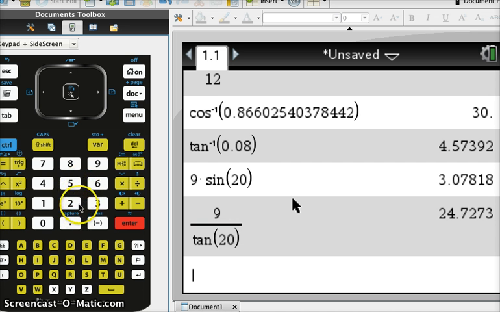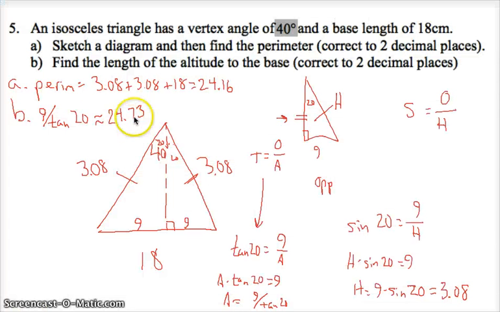In that one, what I end up with is 9 divided by the tangent of 20, which turns out to be 24.73. All right, I'm out of time. I'll see you in class.